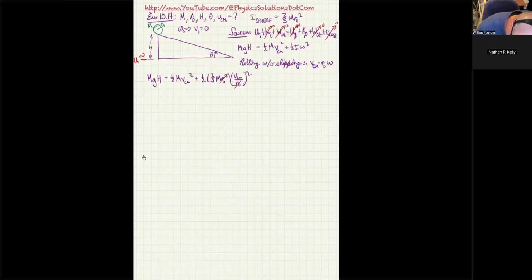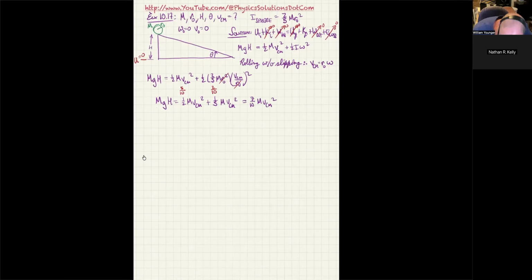Now I have mgh is equal to 1/2 m v center of mass squared plus 1/2 times 2/5, which gives me 1/5, and then m v center of mass squared. This is 1/5 plus 1/2. So 1/2 is, of course, 5/10, and 1/5 is 2/10. So 5/10 plus 2/10 is 7/10.